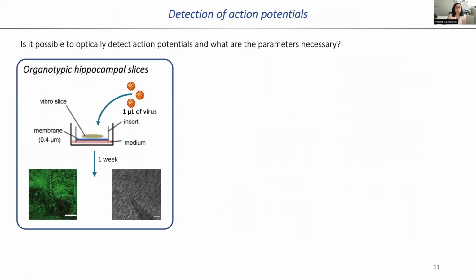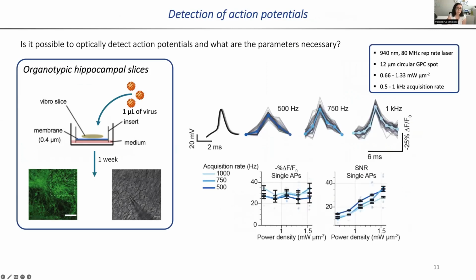So the next step was to check if we could detect real action potentials and what were the necessary parameters to image this. So we used organotypic hippocampal slices that were expressing the same indicator. And we induced action potentials that we recorded at 500 Hertz, 750, or 1 kilohertz, and we imaged at different powers. What we could see is that at every acquisition rate, we were able to distinguish single-trial action potentials.